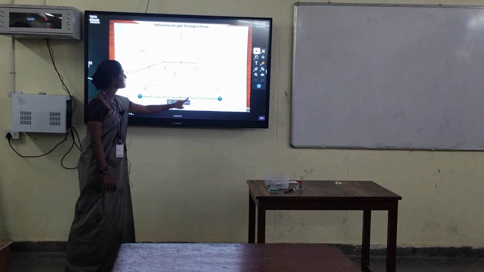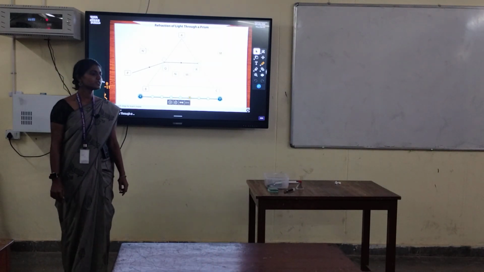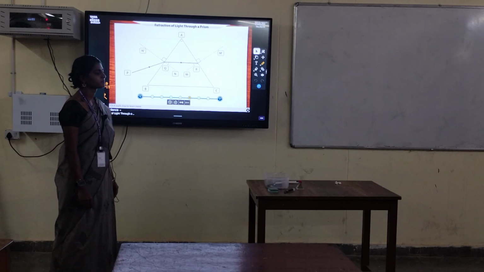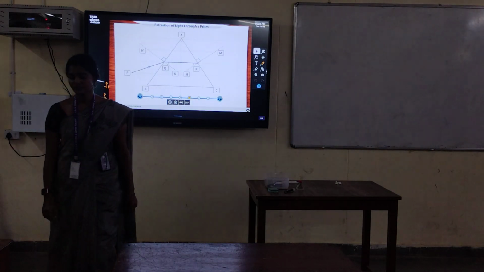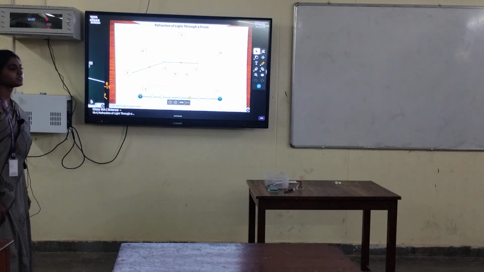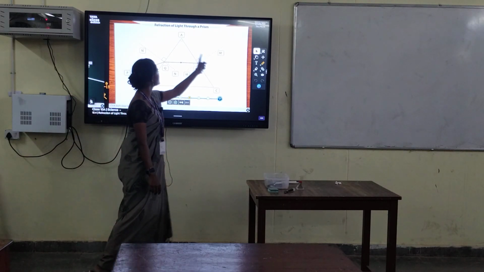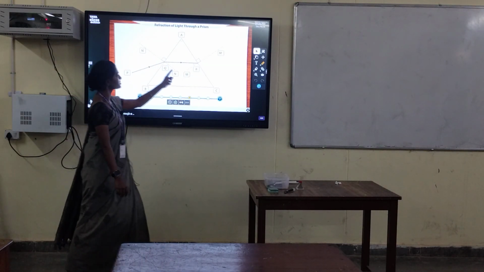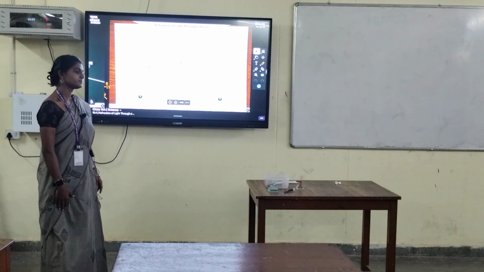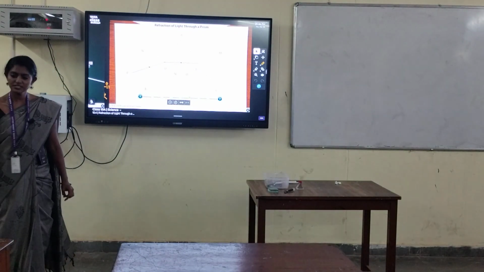Next step, at point R, we are going to mark a normal. Draw a normal at point R. Make sure it is a dotted line. Label both the normals, M dash, M dash. Have you named it? Yes.